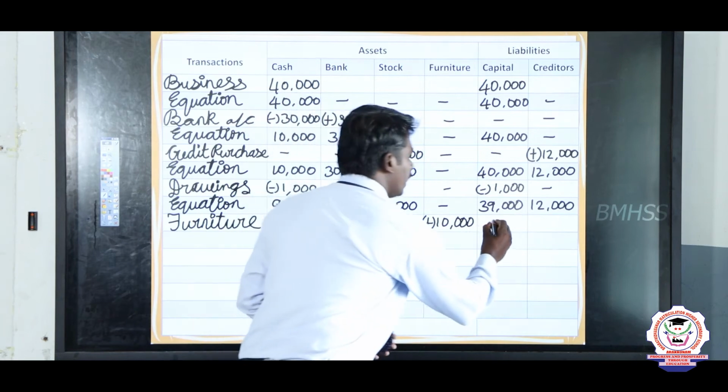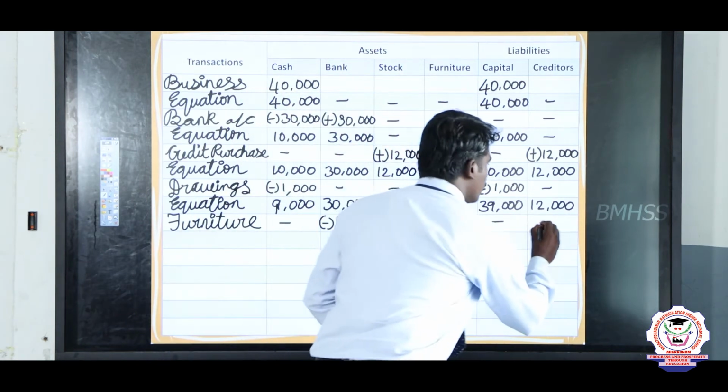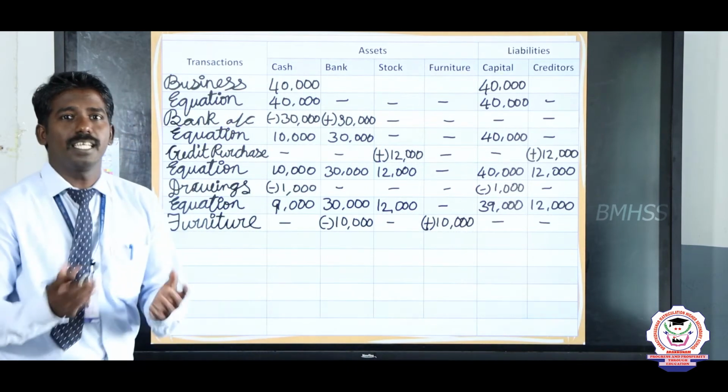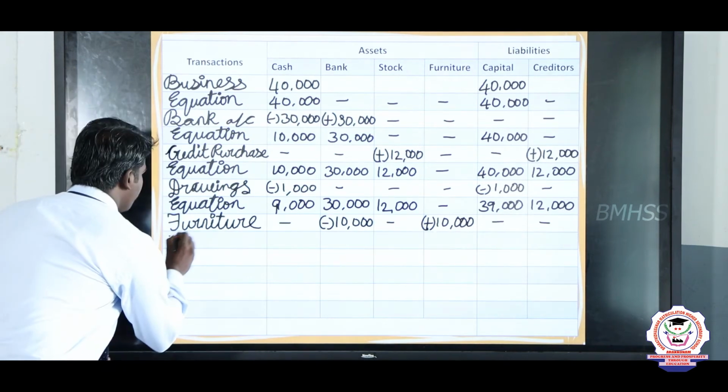Then move on to the capital column. There is no change in the capital column. And move on to the creditors column. There is no change in the creditors column. With that the fifth transaction is over. What is the next step? The next step is equation. So write equation.